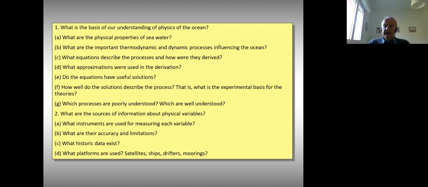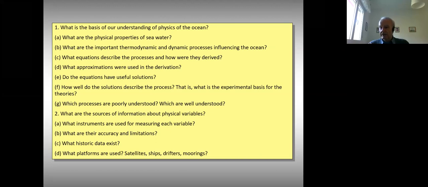Then, obviously, as in every science, there are processes which are poorly understood, and those which are well understood. So we'll also be trying to separate these relatively poorly and relatively well understood processes. And in order to deal with these questions, which we mentioned in point one, we should see what the sources of information about physical variables are, because we have to know the limits of these sources, the limits of these instruments.